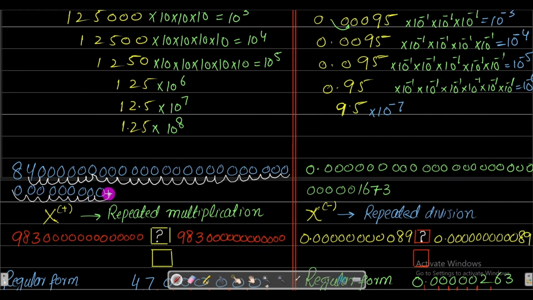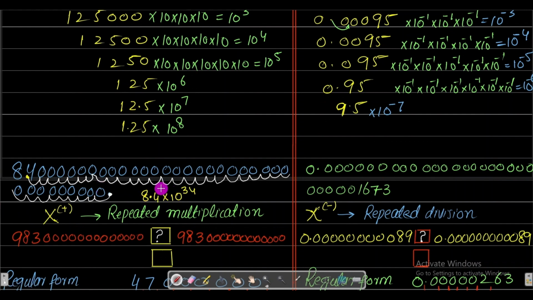So we take this point from here, and we take 34 steps, and we reach here. So in scientific notation, we will write this as 8, and now the point is here. Now the point reaches here, so 8.4, and how many steps have we taken? 10 power 34. So this is the compact form of this large number.